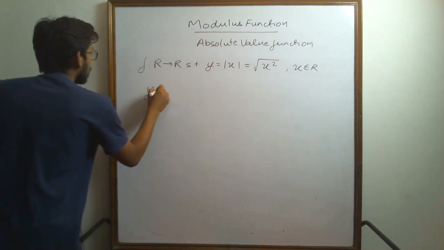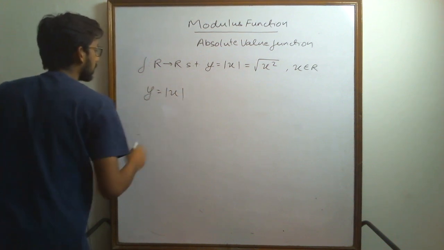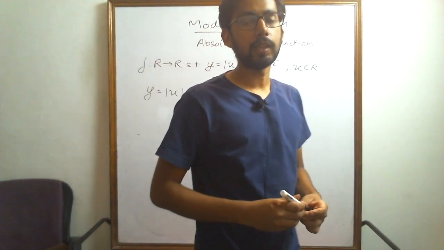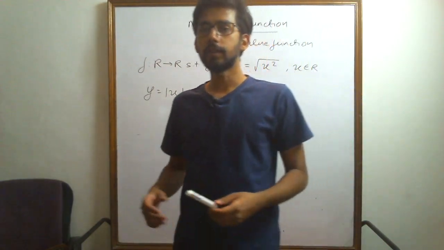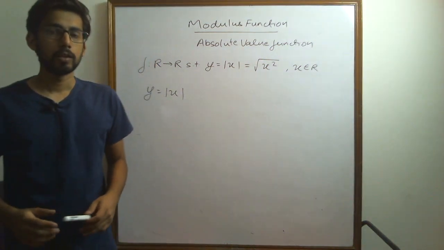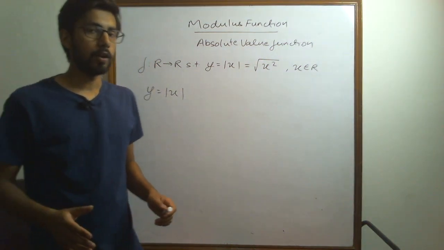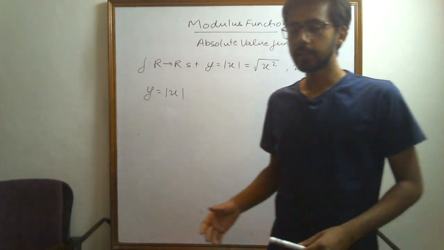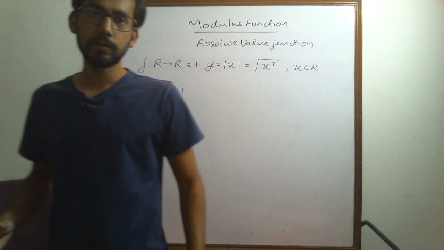Now, what do we mean by mod x? Mod x, or the absolute value function, gives us the distance of a real number from 0 on the number line. So it gives us the distance from 0 of a number. Since it is a distance, it is always positive.